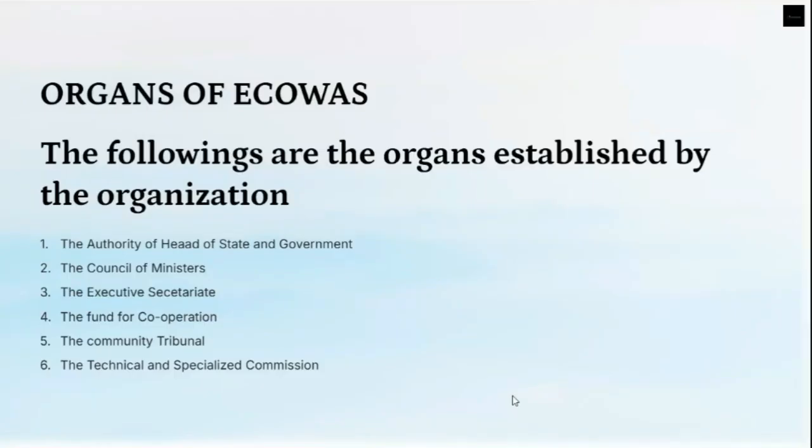So the authority of head of state and government. Now, this is the foremost, the highest authority of the organization. It is usually made up of the head of state and government within the sub-region. The organ is usually headed by a chairman, and it holds office for 1 year.